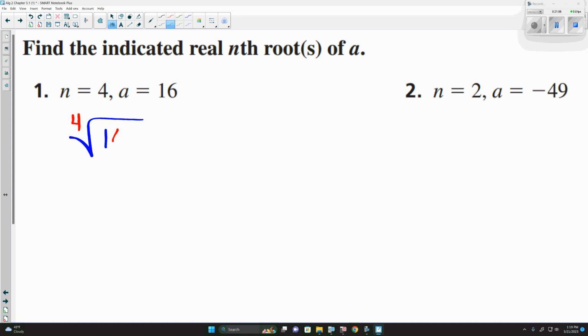For the next one, we're going to take the fourth root of 16, which is going to be 2, since 2 is half of it. It would be plus or minus 2. Because since it's an even root of a positive number, we need the positive or negative.